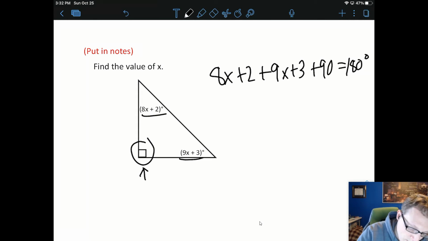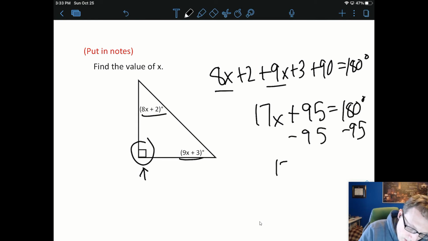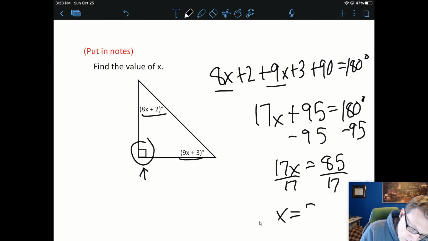Combine all the like terms, so we'll take the 8x and the 9x to make 17x. 2 plus 3 plus 90 is 95. So we combine that and set it equal to 180. Subtract 95 from both sides. We get 17x is equal to 85. And divide both sides by 17 here, and we get x is equal to 5.